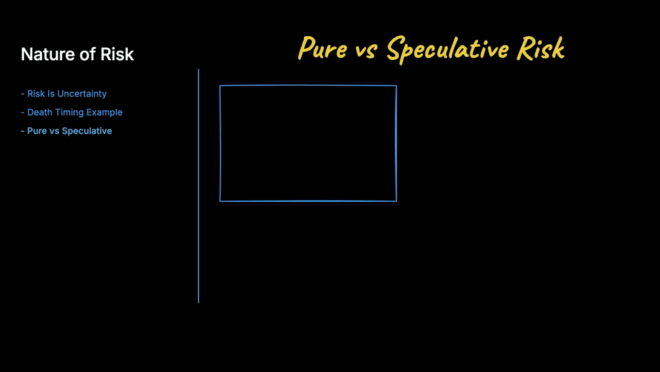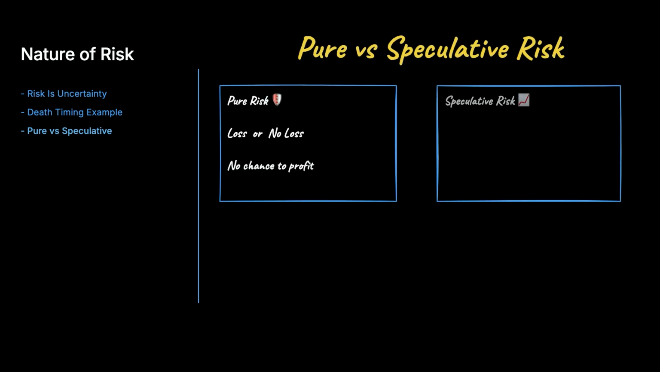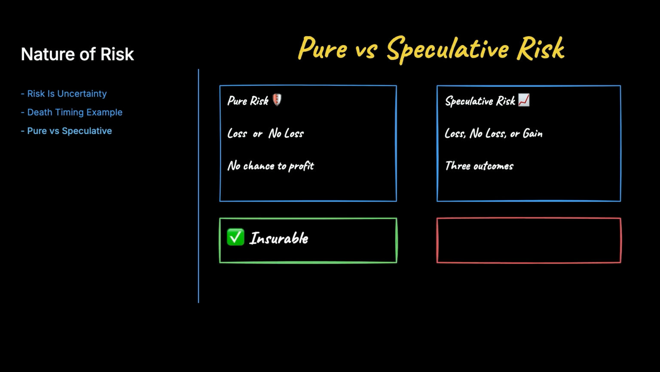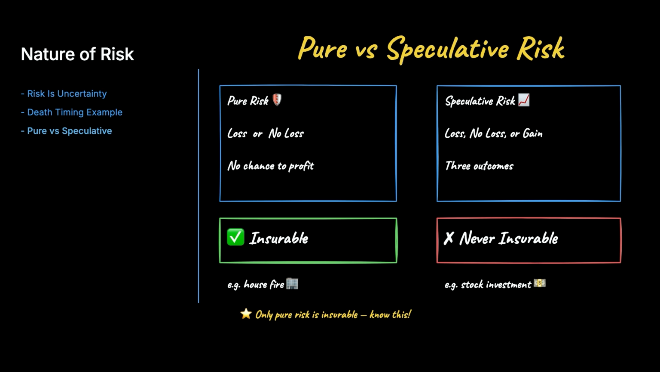This brings us to a distinction the exam loves. Pure risk versus speculative risk. Pure risk involves only 2 possibilities, loss or no loss. There's no chance to profit. Speculative risk adds a 3rd possibility, a gain. And here's the rule that earns you points. Only pure risk is insurable. Speculative risk is never insurable.